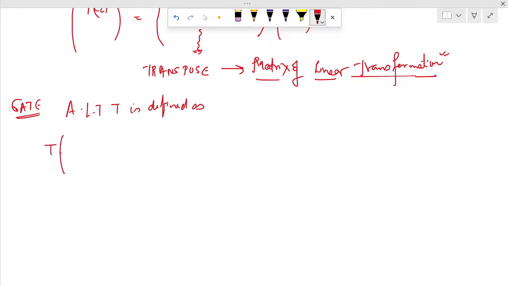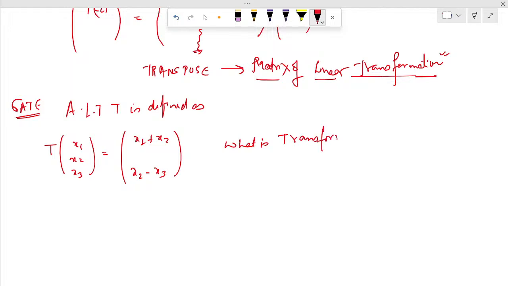T of (x1, x2, x3) is equal to (x1 plus x2, x2 minus x3). It asks: what is the transformation matrix? So this is your theme number 1. Theme number 1, please keep in mind, is the transformation matrix.